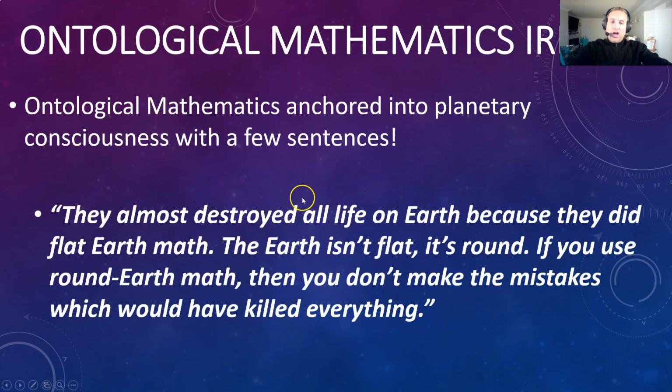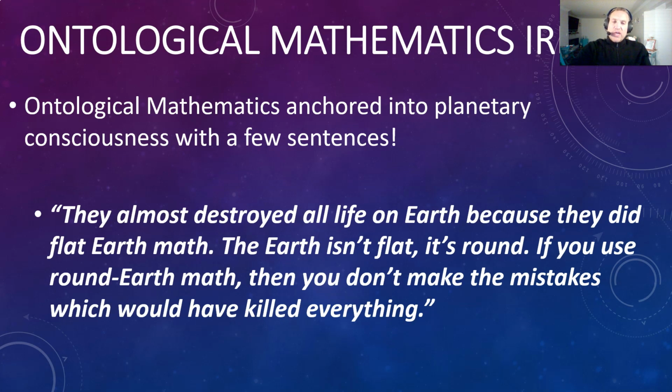They almost destroyed all life on Earth because they did flat Earth math. The Earth isn't flat, it's round. If you use round Earth math, then you don't make the mistakes which would have killed everything. Okay? That's 3 sentences which are 100% about applied, practical, ontological mathematics. And that is an anchor for the concept of ontological mathematics to exist on this planet in society as a whole, society-wide, planet-wide, or at least in whatever culture is going to appreciate it, right?